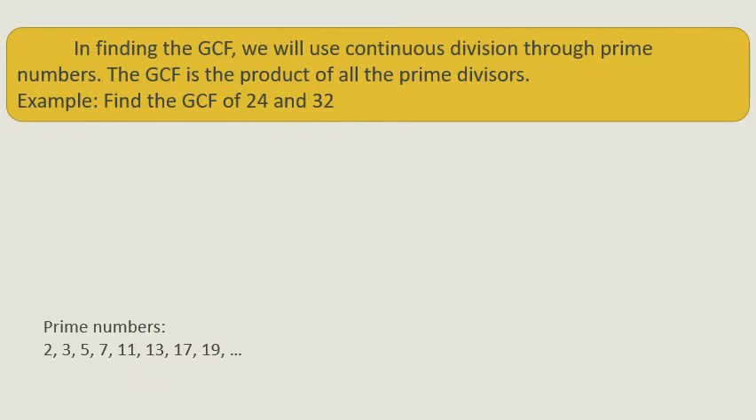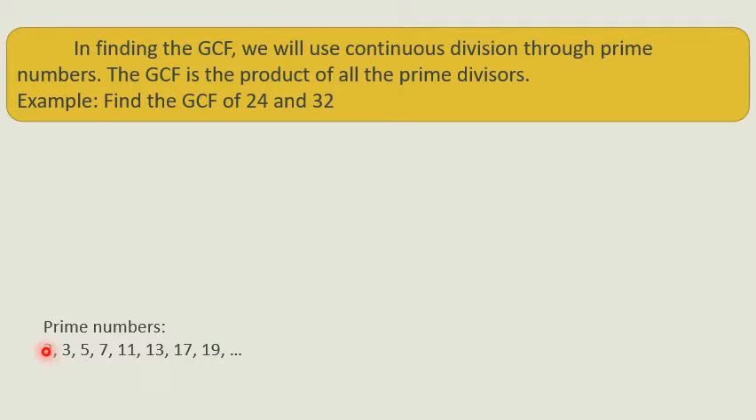So, in finding the GCF, we will use continuous division through prime numbers. So, the GCF is the product of all the prime divisors. Dito naman, gagamitin nating technique is using continuous division. So, para lang siya pabaliktad na division. So, ito po yung mga set of prime numbers natin. Kung naaalala niyo po nung kayo ay grade 4, pag sinabi nating prime numbers, ito po ay mga number na walang ibang factor kundi 1 and itself. Halimbawa, yung 2.